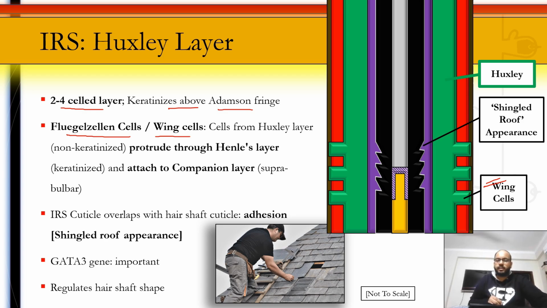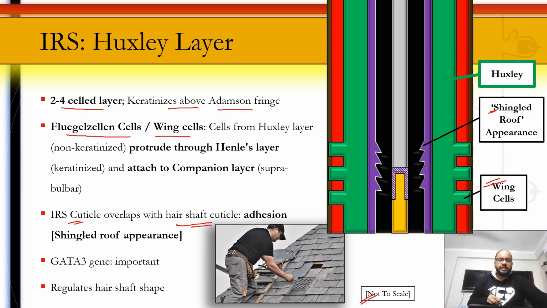Now, the IRS cuticle overlaps with the hair shaft cuticle. Remember, the hair shaft cuticle is different. It's part of the hair shaft. And both of them attach in a shingle roof appearance. So this is a shingle roof appearance. I'll attach a photograph of a shingle roof here so that you can understand what a shingle is. So this kind of jagged attachment of the IRS cuticle with the hair shaft cuticle provides adhesion. And that is why when the hair shaft grows, it carries the IRS with it.